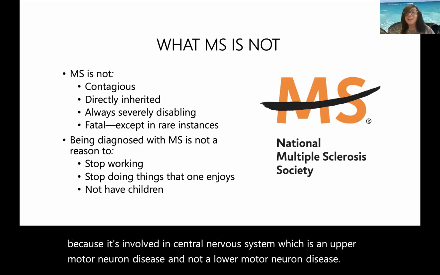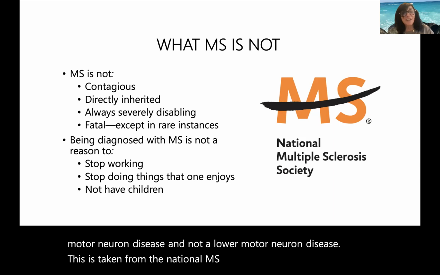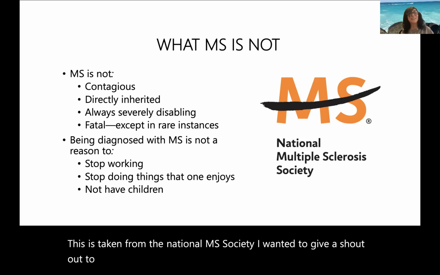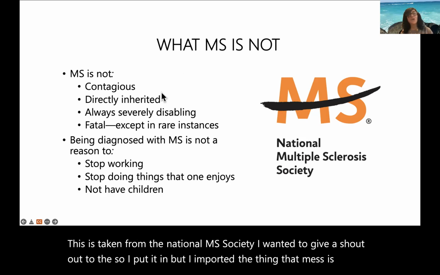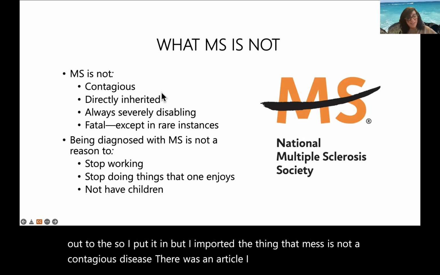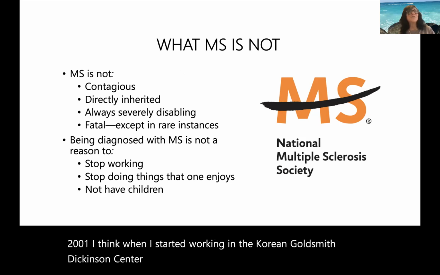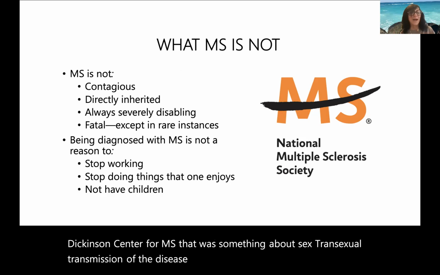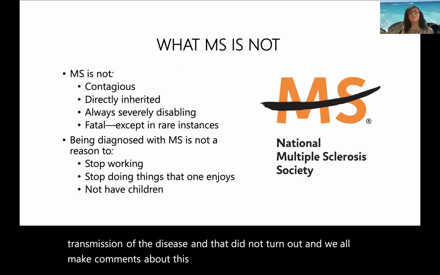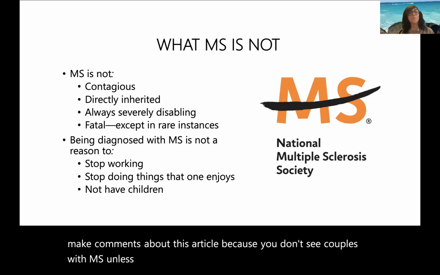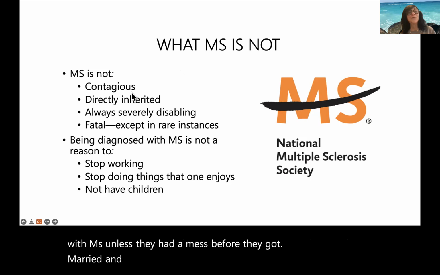This is taken from the National MS Society. I wanted to give a shout out to the NMSS, so I put it in. But it's important to think that MS is not a contagious disease. There was an article, I remember back in like 2000 or 2001, I think, when I started working in the Corinne Goldsmith Dickinson Center for MS, about sexual transmission of the disease, and that did not pan out. And we all make comments about this article because you don't see couples with MS unless they had MS before they got married. And you see that on a few occasions.